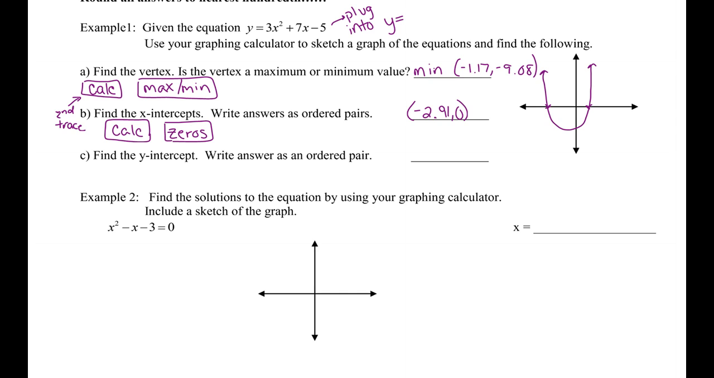0. Then I want to repeat the whole thing with the second point. So second trace to get to the calculate, select zeros. This time my left bound is below the line. Again, get your cursor as close as you can to the point and then use the left arrow to decide what's the left bound. Hit enter, then move up to the right bound and hit enter twice. You should see the ordered pair .57, 0.